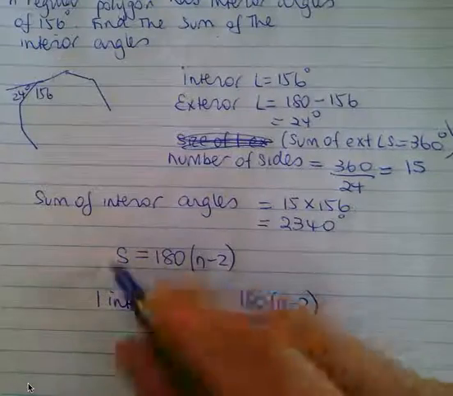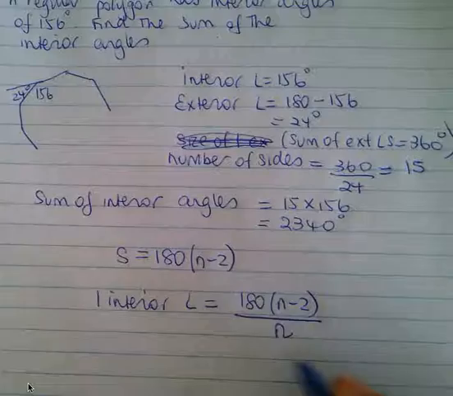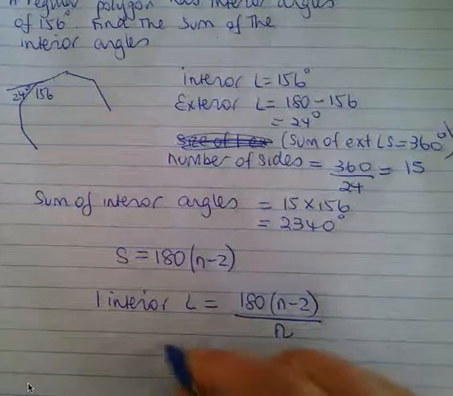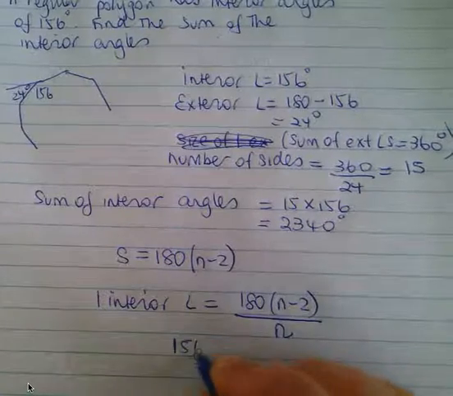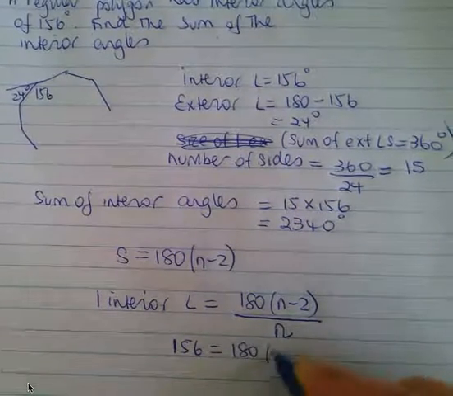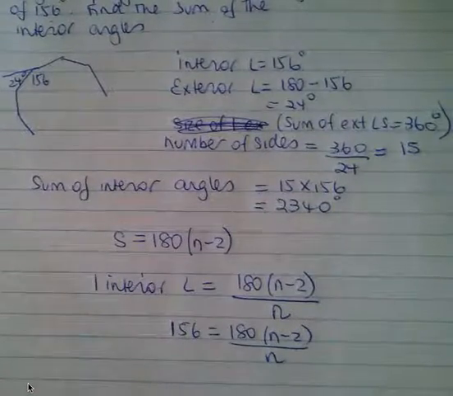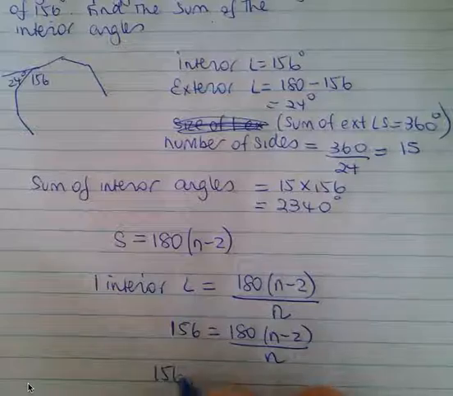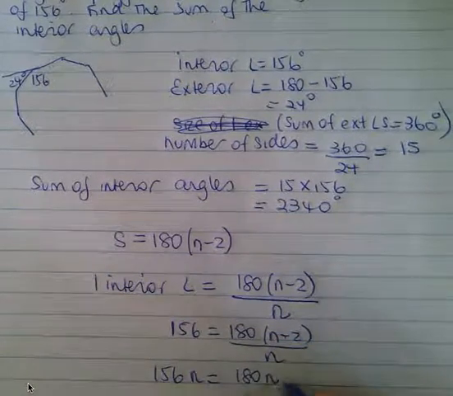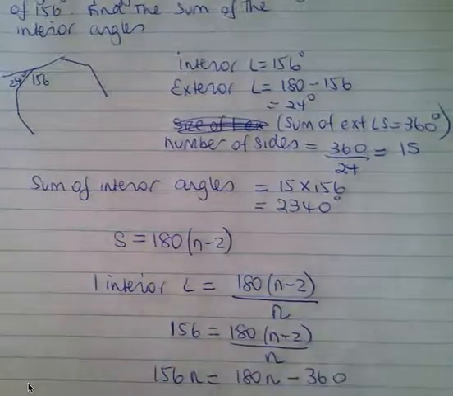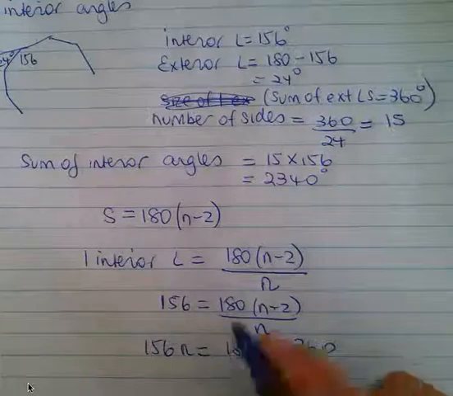So the other way of doing this problem is as follows. We know that the sum of all interior angles is 180(n minus 2). So the size of one interior angle is 180(n minus 2) over n. What do I put on the left? 156 equals 180(n minus 2) over n. And now I solve this by doing what? 156n equals expanding, 180n minus 360. And you should work out the number of sides this way.